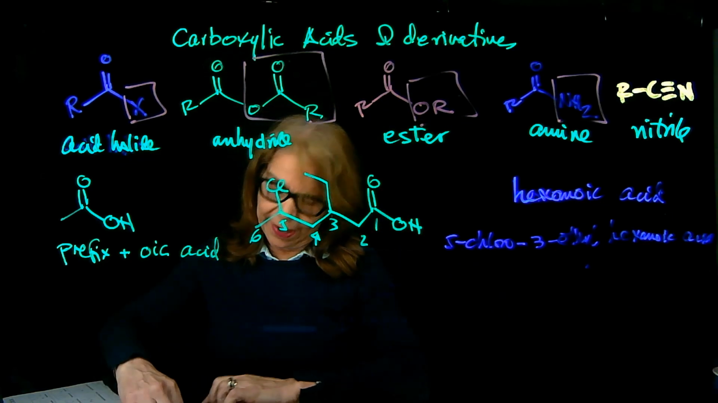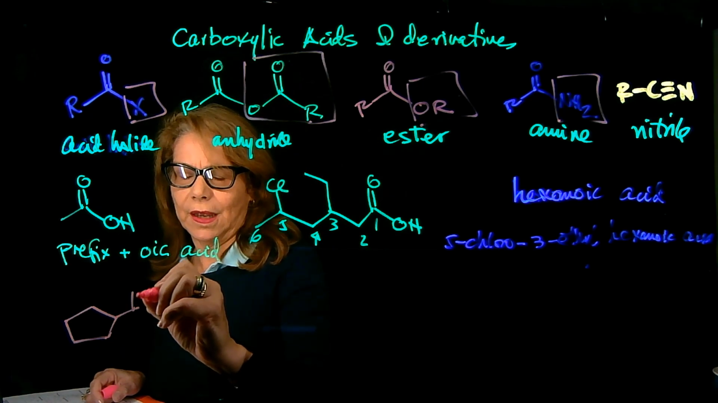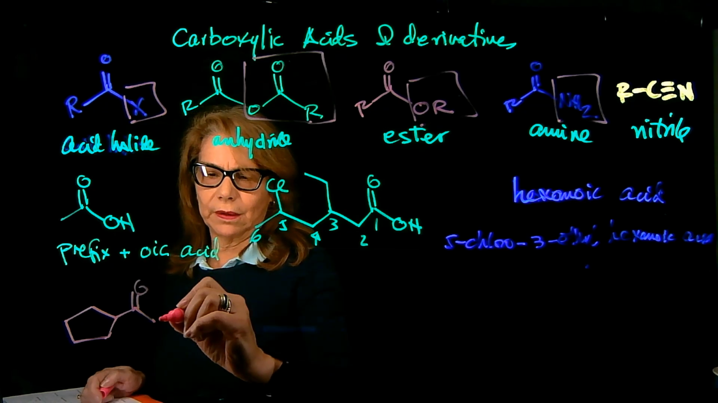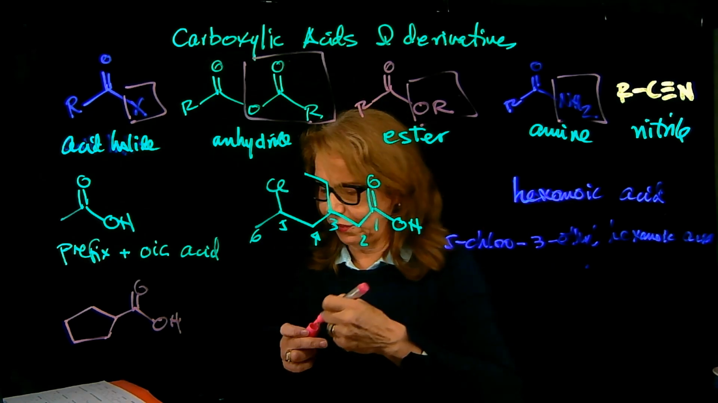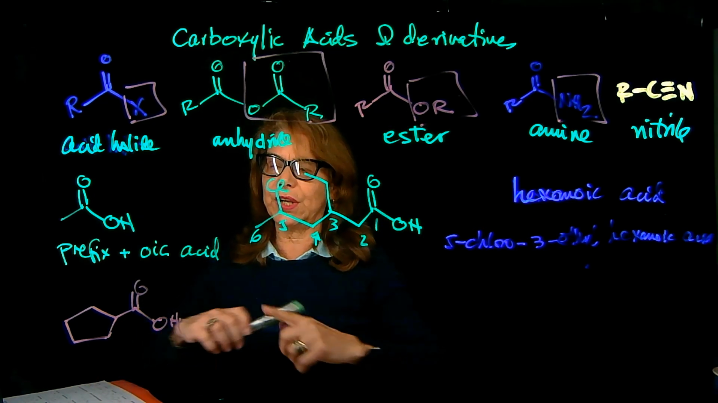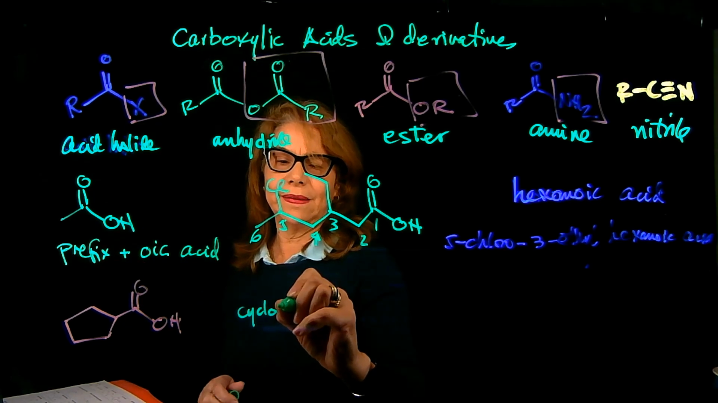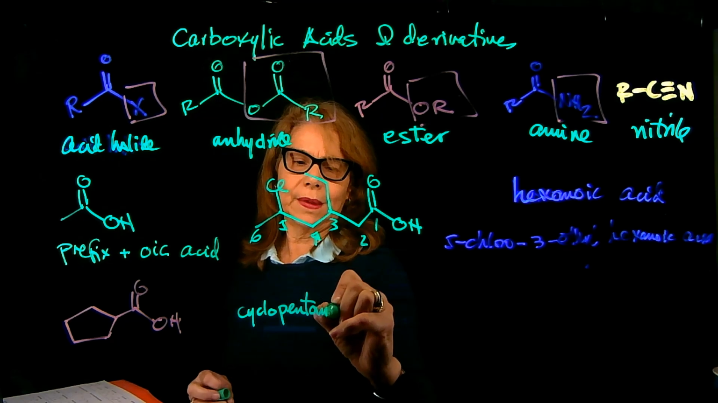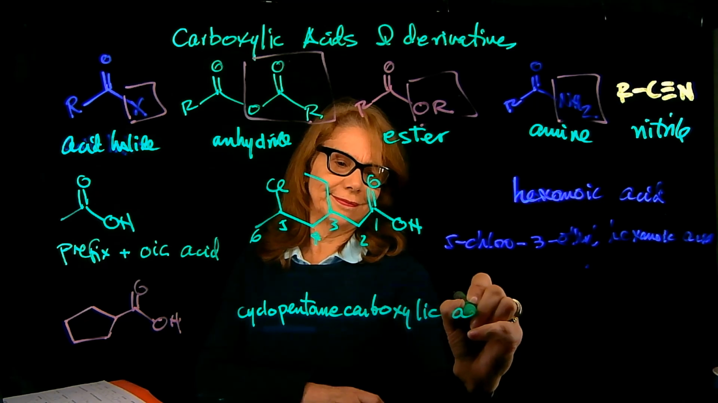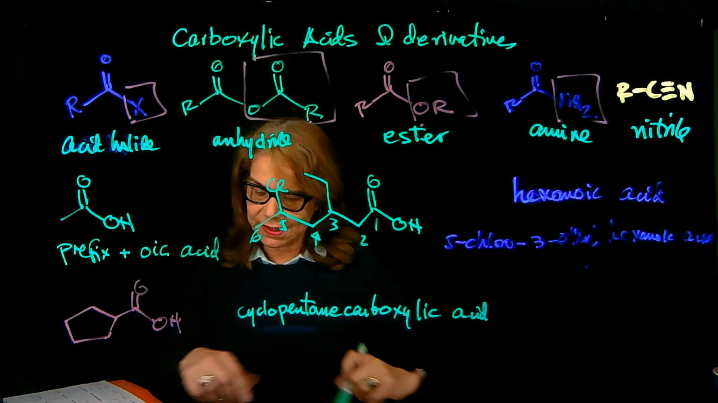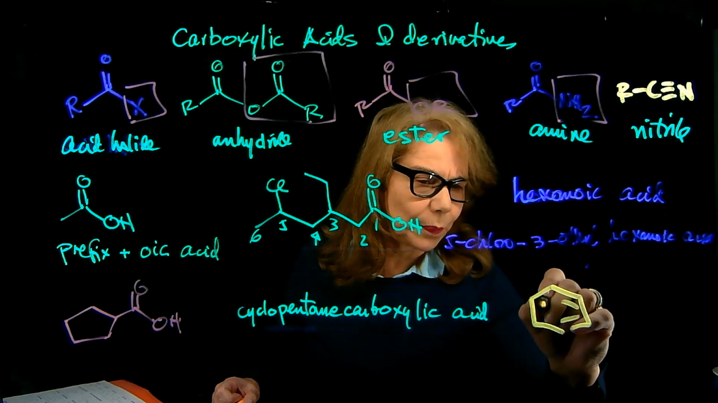And when we have, say this, a cyclic structure, but it's not an aromatic ring, we're going to name the cycle as the parent chain. So this is a cyclopentane, and we're going to say cyclopentane carboxylic acid. And if it is an aromatic ring, this is benzoic acid.